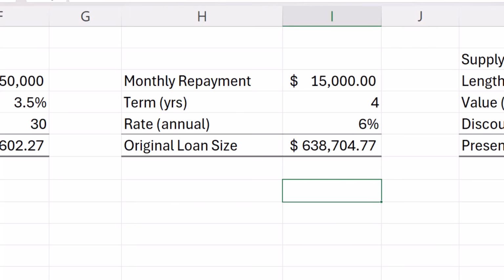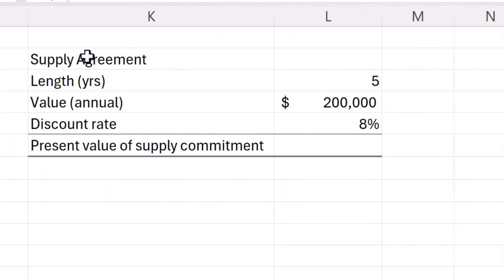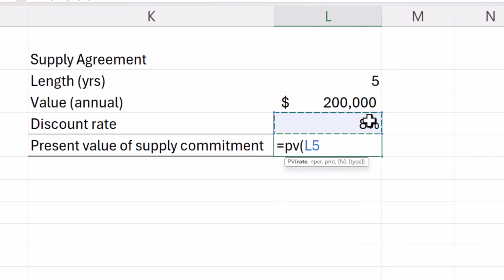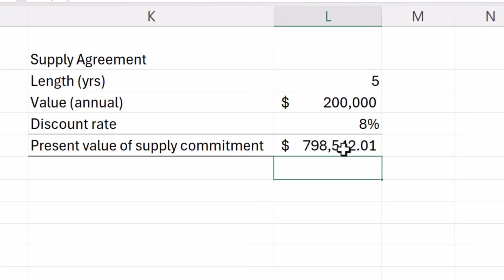Right, last example. So we've entered into a supply agreement. It's going to be over 5 years, and the annual value of that agreement is 200,000, and the discount rate is 8%. So equals PV. So the rate is 8%. Length is 5 years. Payments is 200,000, which you would need to express as a negative value. Close the bracket and press enter. And that's the present value of the supply commitment.